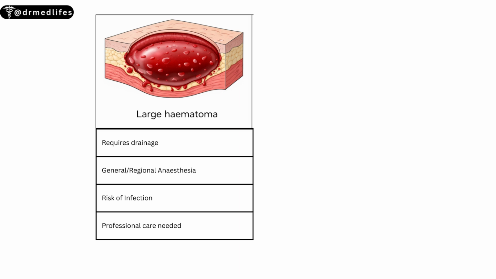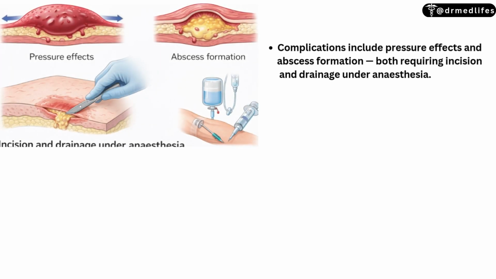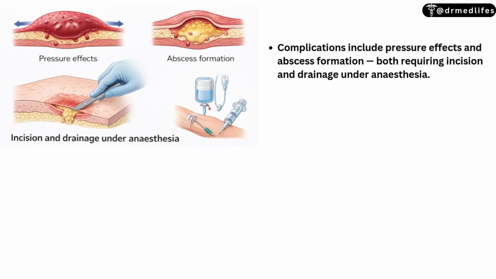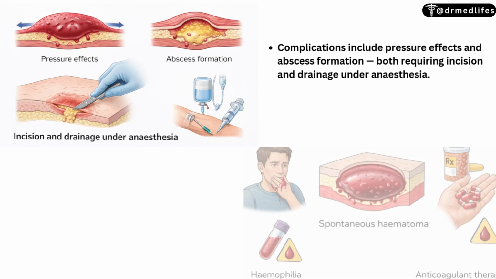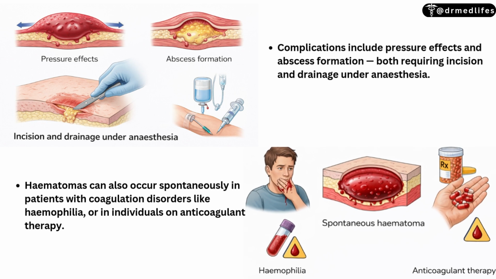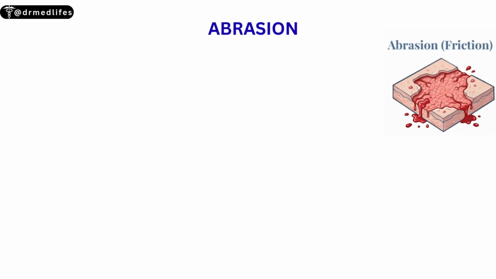So a large one needs drainage under general or regional anesthesia. Small haematomas like scalp haematoma usually get absorbed on their own. Complications include pressure effect and abscess formation. Both require incision and drainage under anesthesia. And one more thing, haematoma can also occur spontaneously in patients with coagulation disorder like hemophilia or in individuals on anticoagulant therapy. Fifth one is abrasion.